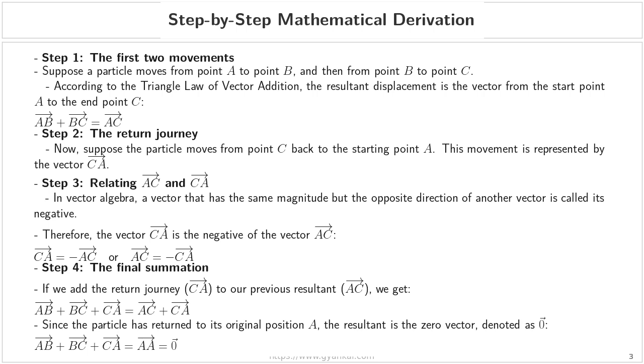Now that we understand the concept of returning to a starting point, let's walk through the mathematical derivation step by step to see how this works on paper. As you'll see in the next slide, this isn't just abstract math. It's exactly what happens when a hiker completes a loop back to their base camp.